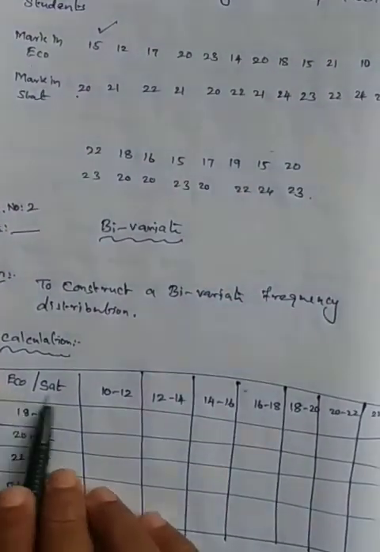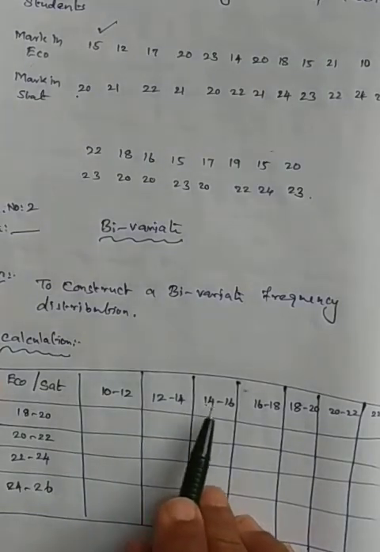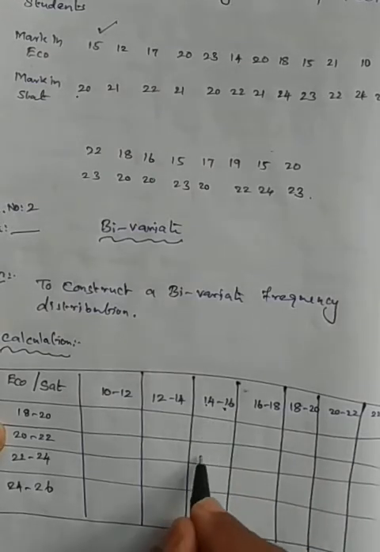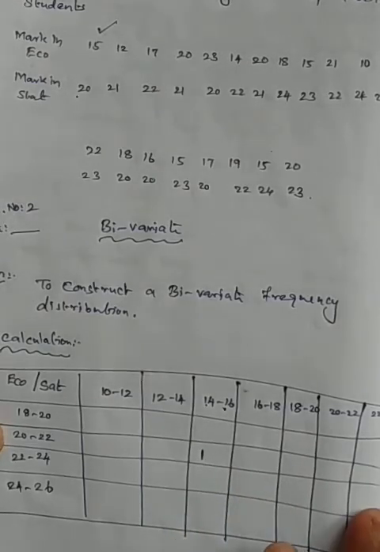Where is the 15 in economics here? Okay, 14, 15 economics. 15 and stat marks is 20. 20 will come here. So that is the lowest. Here one line. That's it.